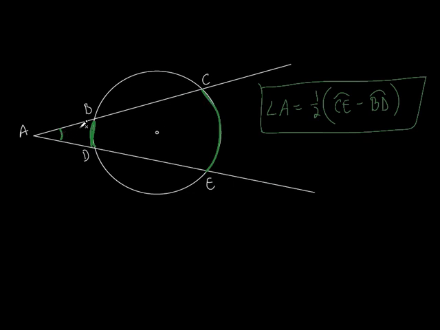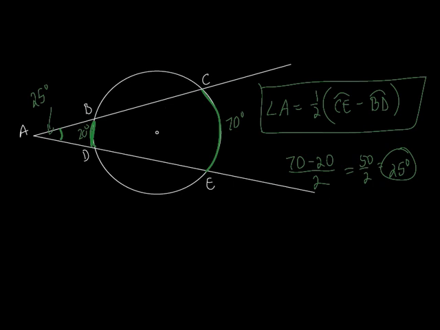Let's just stick some numbers in here. Let's say this was 20 degrees and this was, I don't know, 70 degrees. All right? So what do we do here? What's the math? 70 minus 20, and then what do we do? Divide by 2. So that's 50 divided by 2. What's that angle? 25 degrees. So this angle A right here is going to be 25 degrees. Make sense? All right.